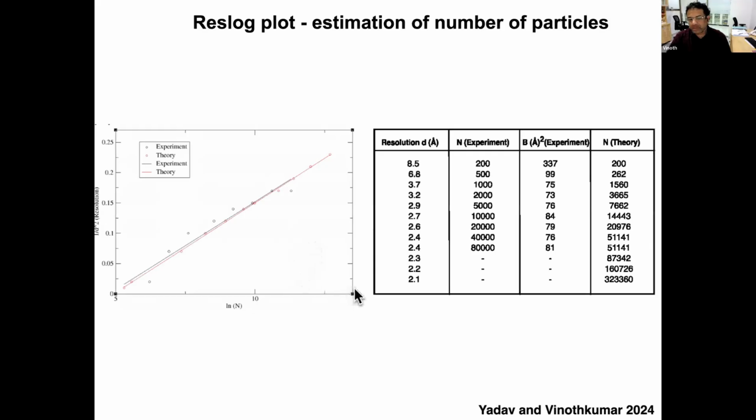This is one example which Swati, who was my student, and I did for one of these enzymes, where you can see we calculated different numbers of particles and what kind of resolution you get theoretically as well as experimentally. You can see that up to 2.4 angstrom there is a good correlation, but beyond that you need a lot more particles. That's mainly because we are hitting Nyquist here, which I will explain later.